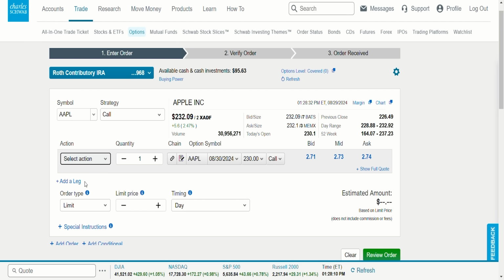So if I go to action, I can buy to open. You always want to buy to open if you want long exposure into a call option. You're betting on it rising, and if you don't have the position, you buy to open. Now, if you already have the position open, then you can also sell it to close. However, I want to buy to open. Again, you can pick the amount of contracts that you want. So 1, 2, 3, and etc.